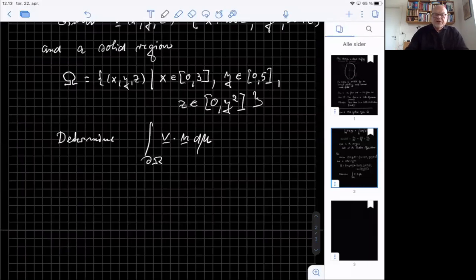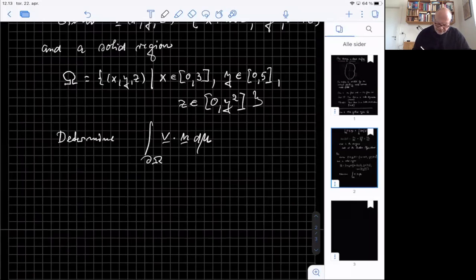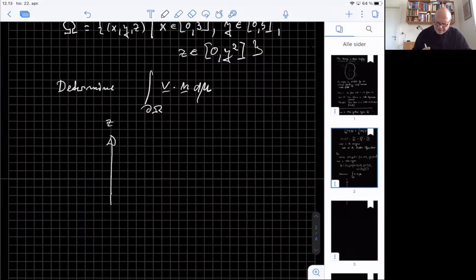Well, first, it's a good thing to look at the region omega. So let's try to do that. I draw here. See if I can draw this. This is the z-axis. Draw it a little bit longer. And then you have the y-axis here. And then you have the x-axis in this direction.